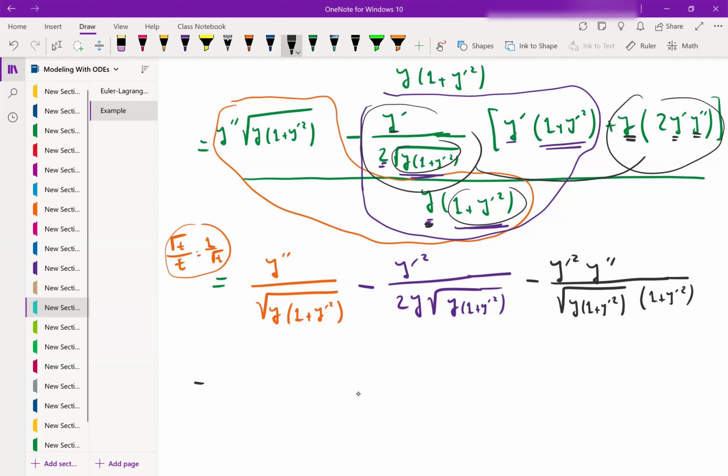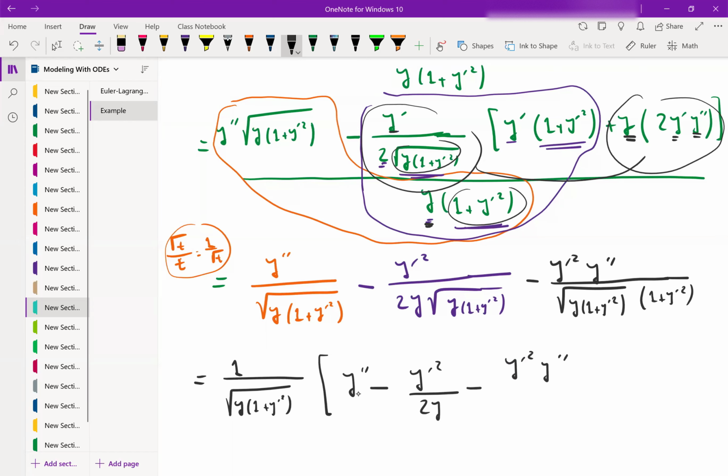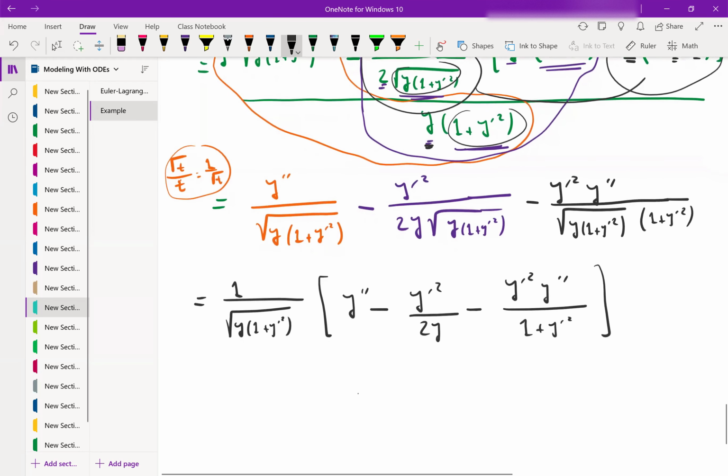And now I can factor out 1 over a square root of y times 1 plus y prime squared. The first term gives me y double prime. The second term gives me y prime squared over 2y. The third term, what remains is y prime squared y double prime divided by 1 plus y prime squared. Now, folks, focus on this guy and that guy.